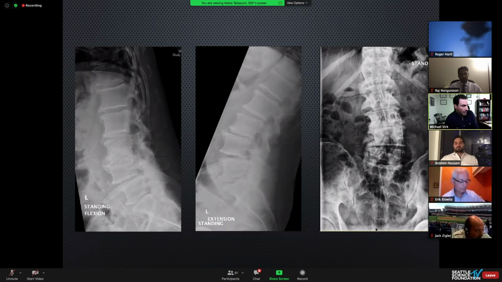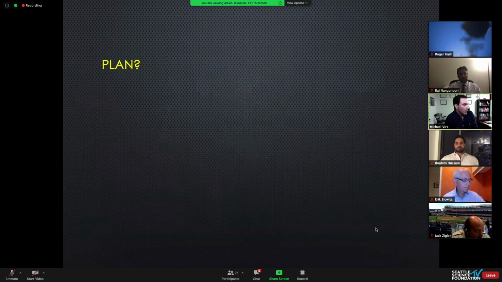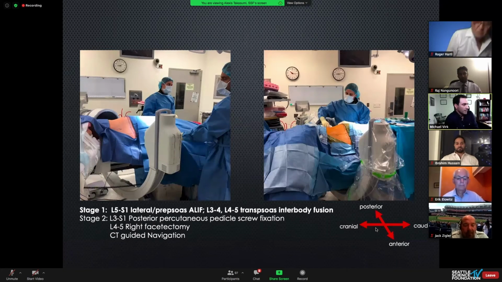So in terms of what we're thinking for treatment, 3-4, 4-5, plus minus 5-1, depending on how appropriate you think these are. But he's having direct symptoms directly related to L3-4 and L4-5 pathology. So with respect to some of the options, when we could say single stage, it's really just a combination of multiple techniques that I'm sure you're all familiar with.